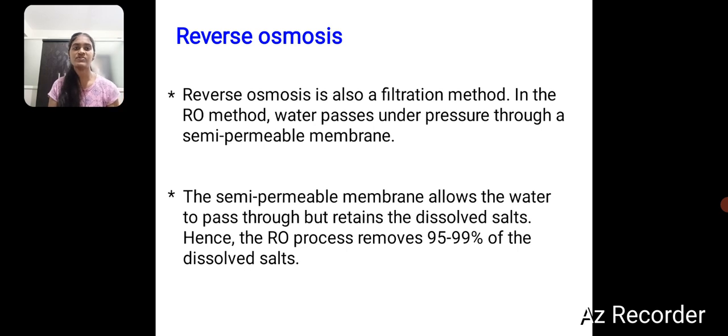And the next one is reverse osmosis. Reverse osmosis is also a filtration method. In the RO method, water passes under pressure through a semi-permeable membrane. The semi-permeable membrane allows the water to pass through but retains the dissolved salts. Hence, the RO process removes 95 to 99% of water dissolved salts.